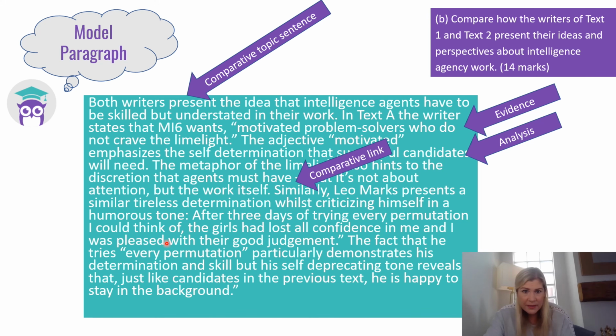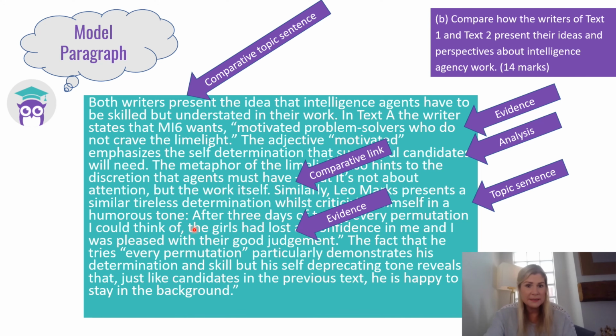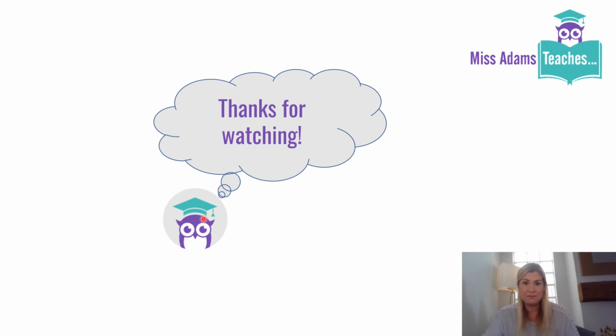It's from here to here. Here's my comparative link, similarly. So now I'm moving to the next part. But again, I'm making sure that you can see that I'm comparing. Back to another topic sentence. Here's my evidence. And again, my analysis is here. And I've actually just done another little sneaky bit of comparison because I've said just like candidates in the previous text. So again, I'm still kind of comparing. That's what it should look like. It doesn't have to be as long as that. It can be briefer, but do just make sure that you are hitting all of those parts of the mark scheme. That's it from me on paper 2 section A.